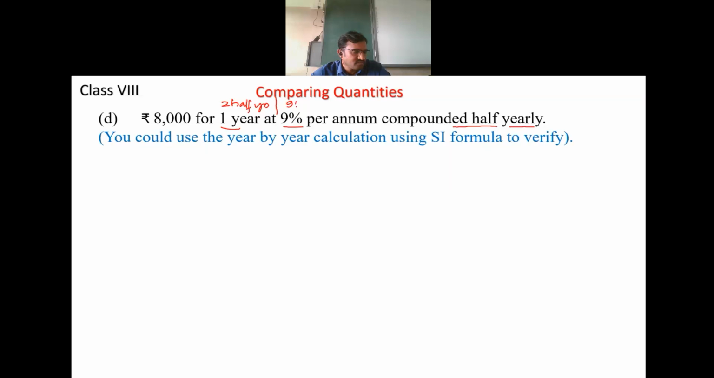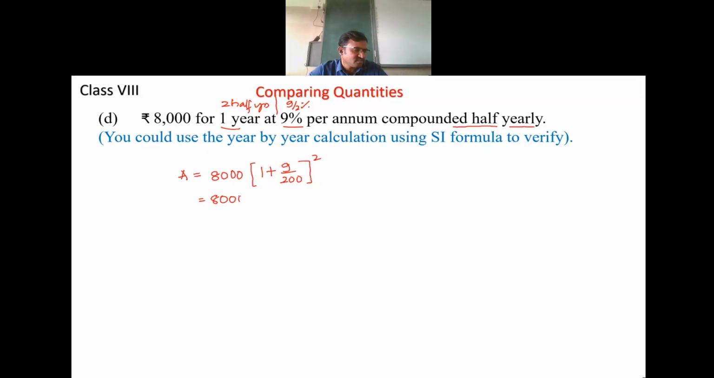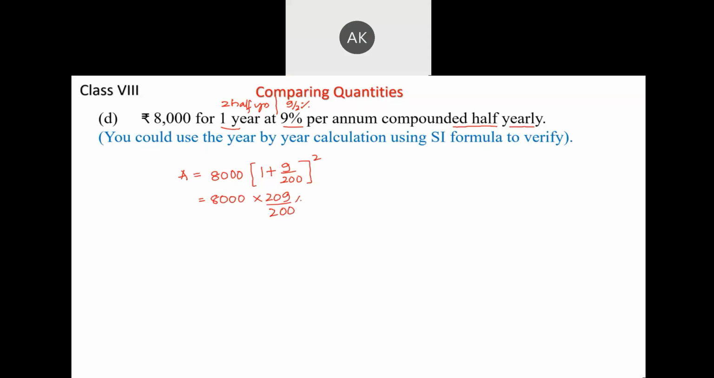We can make this as 9 by 2, 4.5%. 4.5, sir. 4.5%. Correct. So when we use the formula, amount will be equal to principal, which is 8,000, into 1 plus rate of interest, which should be taken as 4.5 by 100, correct, it is 9 by 200, to the power 2. So it is 8,000 multiplied to 209 divided by 200, multiplied to 209 divided by 200.